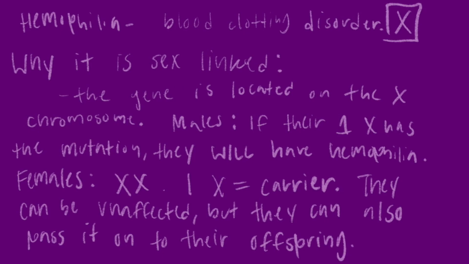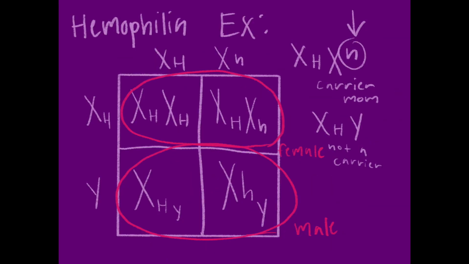Because a male only has one X chromosome, if they inherit an X that has a mutation, they will have hemophilia. Let's draw out an example. If a mom is a carrier of hemophilia, XHXh, and the father is normal and not a carrier, XHY, female offspring will have a 50% chance of also being a carrier, but another 50% chance of just not being affected. However, male offspring would have a 50% chance of not having hemophilia, but have another 50% chance of being affected by hemophilia.